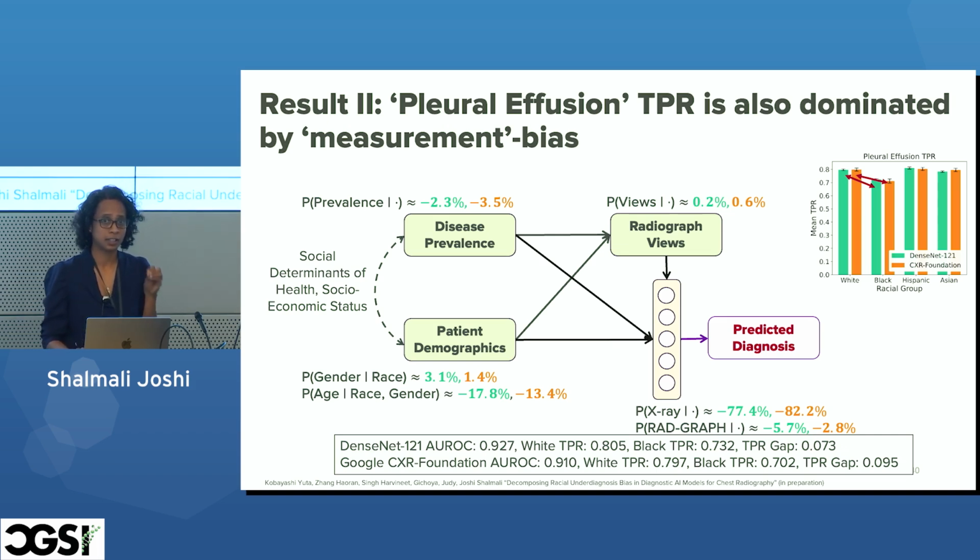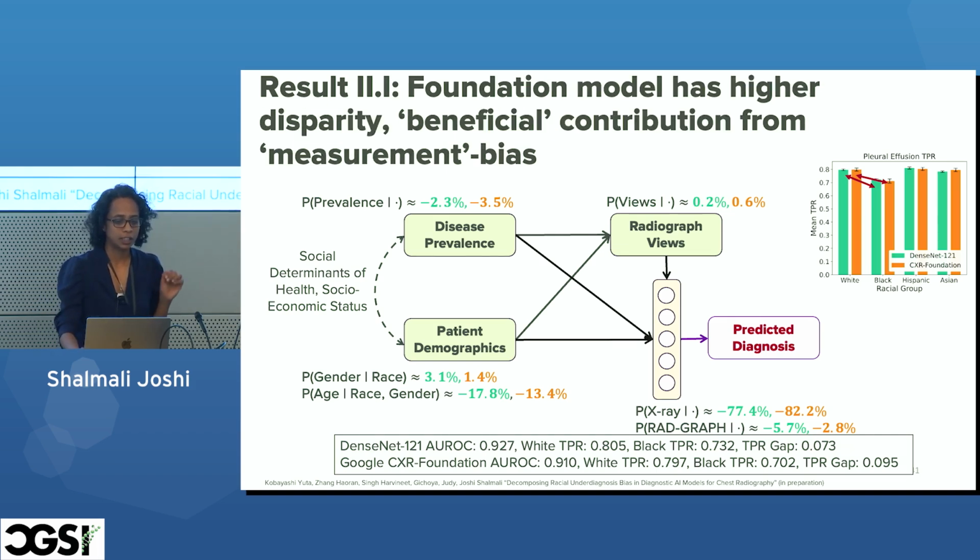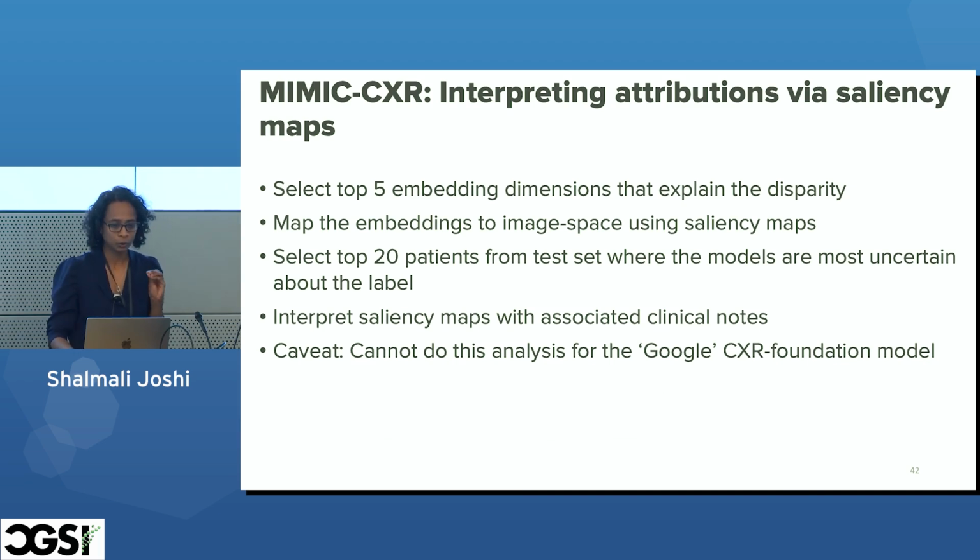Still, I think this is desirable behavior. But now let's look at what is happening. We still haven't been able to interpret very clearly what's going on, so I'm going to show you exactly what we gained from using these X-ray embeddings. And the thing that we gain is a little bit more interpretability. So what we do is we select the top 5 dimensions that explain the disparity in each of no finding and pleural effusion, and then map them to image space.